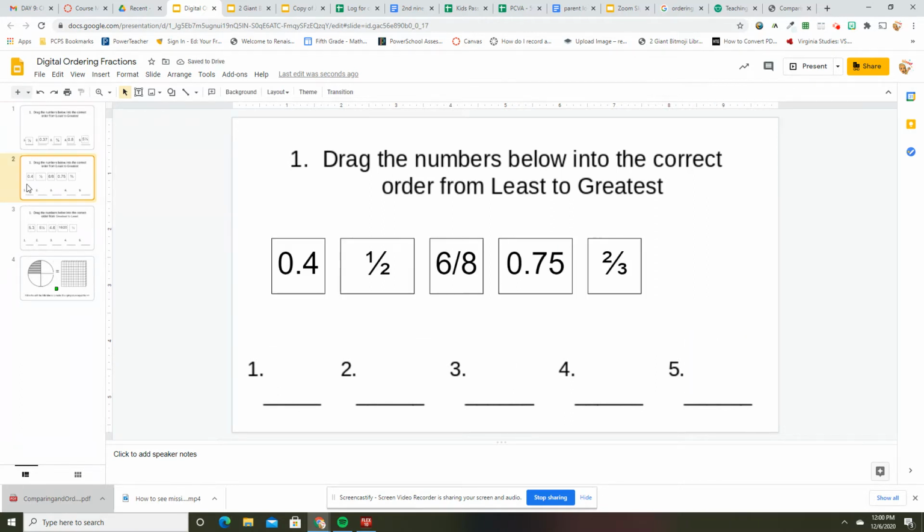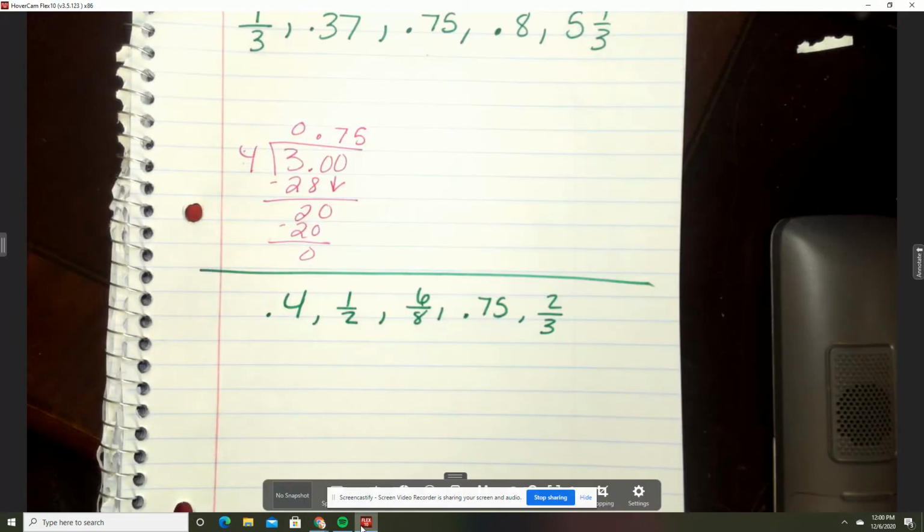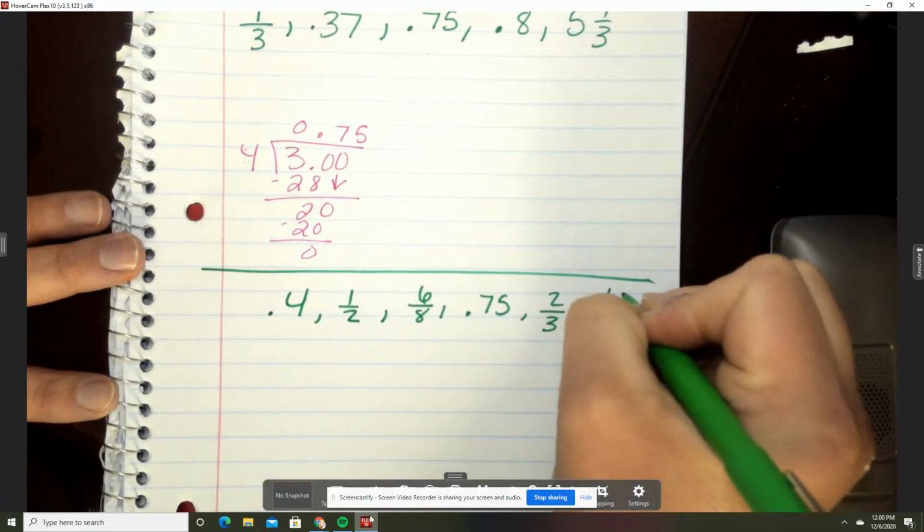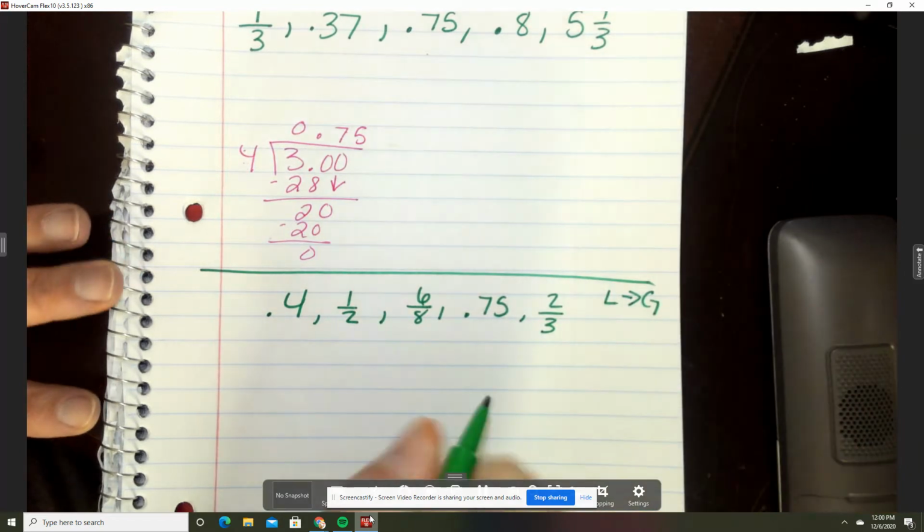Let's move on. All right. I'm going to write this down: 4/10, 1/2, 6/8, 75 hundredths, and 2/3. Okay, and this is least to greatest as well. Put that right here.